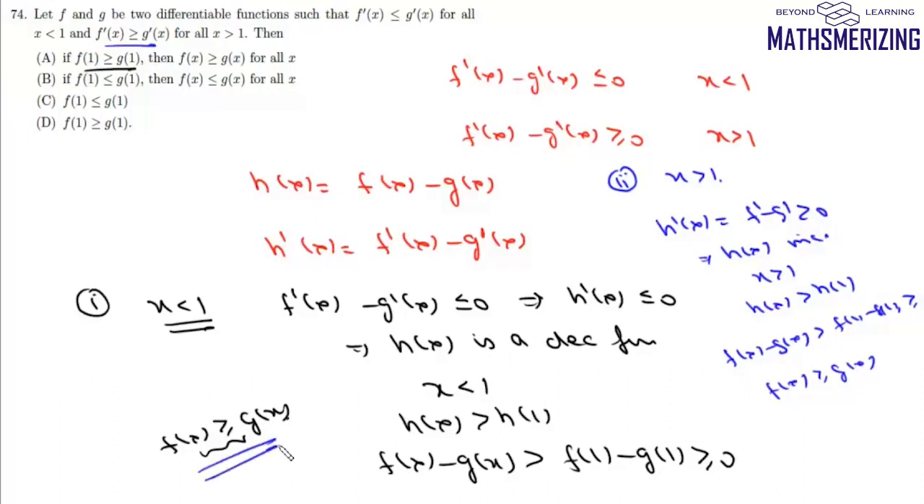So for both the cases, we are getting this result, which is f(x) is greater than or equal to g(x), and that's your option number A. Now question number 75 is, we need to find the length of this curve. Now we know that this L is the integral of under root of dx square plus dy square. Now dx is 3t square dt and dy is 6t dt.